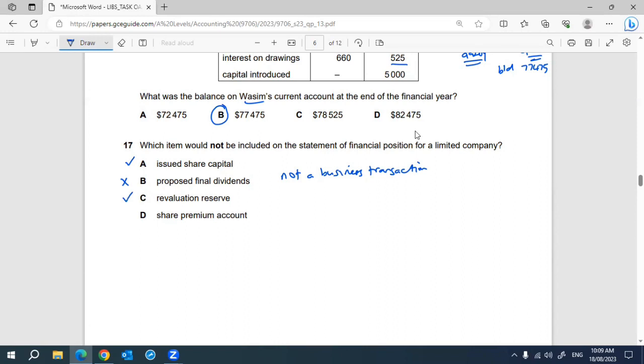C, revaluation reserve appears in the statement of financial position, and so does share premium. So therefore, the correct answer is B.